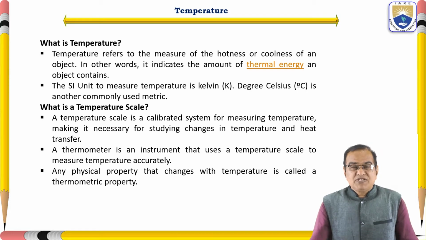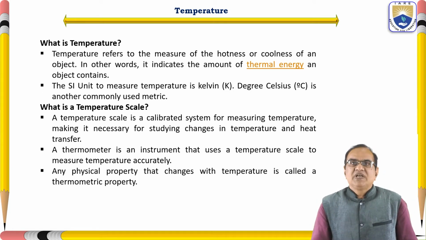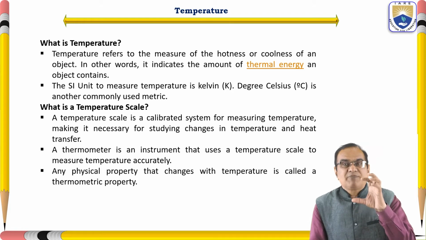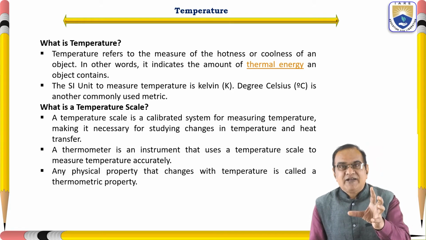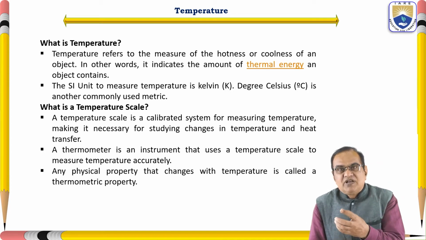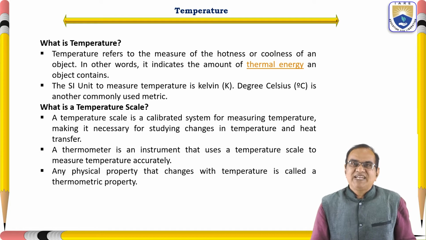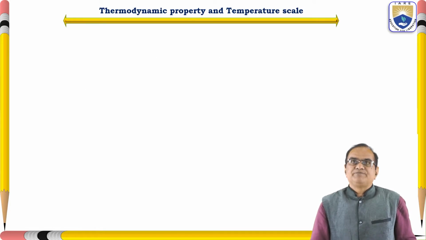So what is this thermometer? It is an instrument that uses a temperature scale to measure the temperature accurately. Any physical property that changes with temperature is called a thermometric property. So if you apply temperature or heat to any physical property and it expands, contracts, or changes its configuration, then we can say that this is a thermodynamic or thermometric property.